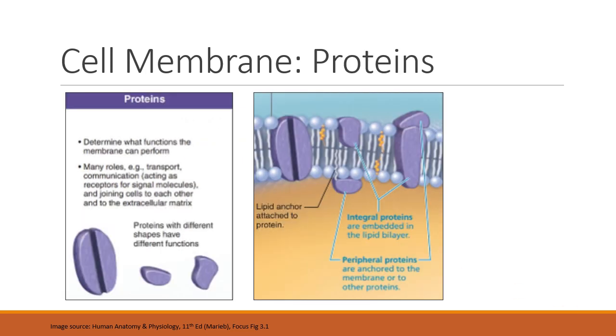Next up are cell membrane proteins. Now remember, proteins are composed of amino acids. It's the basic building block of much of what your body is. But as far as the cell membrane goes, these membrane proteins have various functions, and we'll go over them one by one briefly over the next few slides.